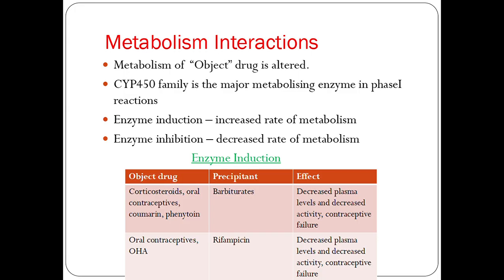Then another example: the object drugs are oral contraceptives and oral hypoglycemic agents, and the precipitant is rifampicin. The effect will be decreased plasma levels and decreased activity, and contraceptive failure.